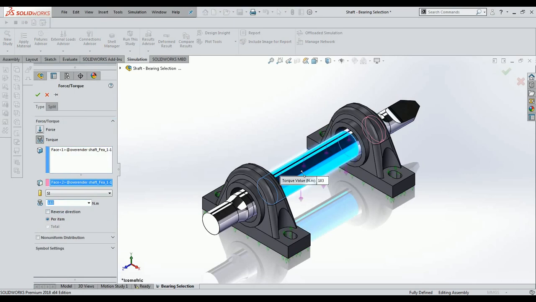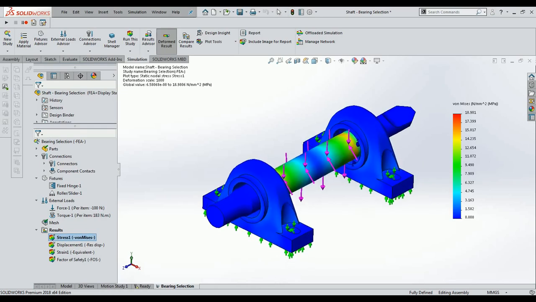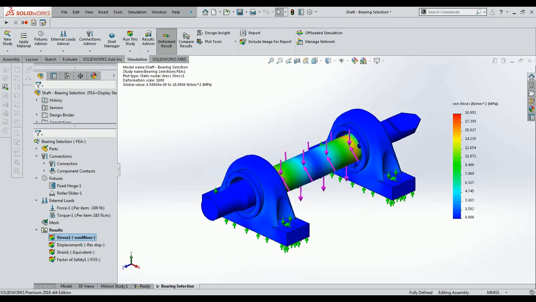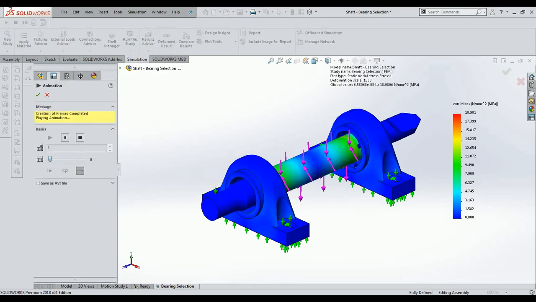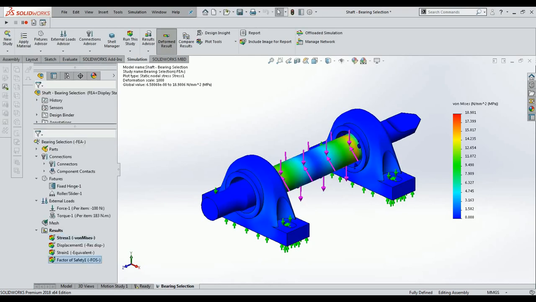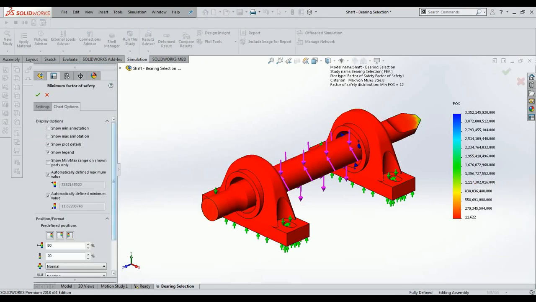So let us see the results. With the 100 Newton force and the 183 Newton meter torque acting, the resultant stress is a maximum of 18 megapascals. The equally distributed stress area, indicated by the blue color, shows that it is a safe load, and the factor of safety of this model is 12. Yes, of course it is safe, and a factor of safety of 12 means the material I applied has very good strength to withstand my load.